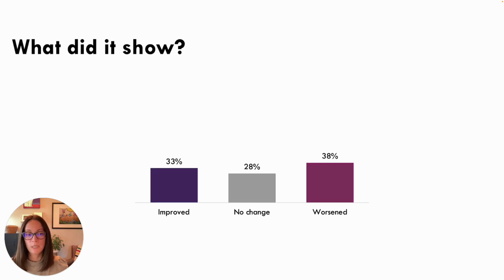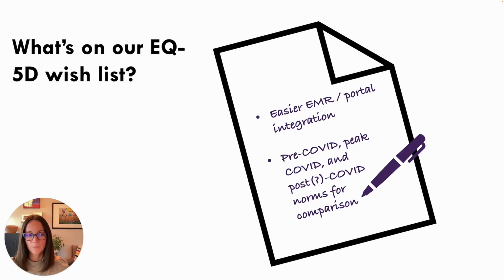We looked to see how many individuals improved, remained the same, or worsened. And using a minimal important difference of 0.037, we learned that just over 60% were able to maintain or improve their quality of life. Now, our work would have been much easier if we'd been able to integrate the EQ5D into the portal we were using.